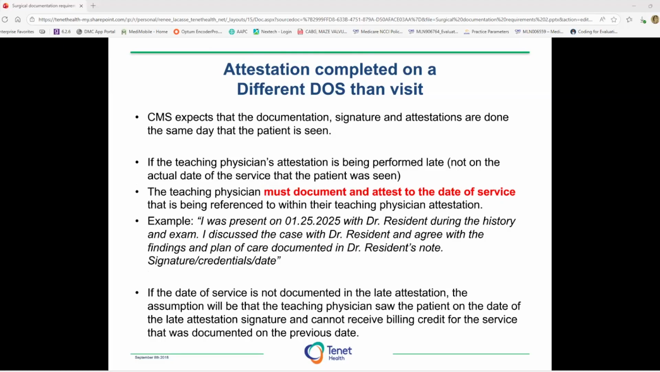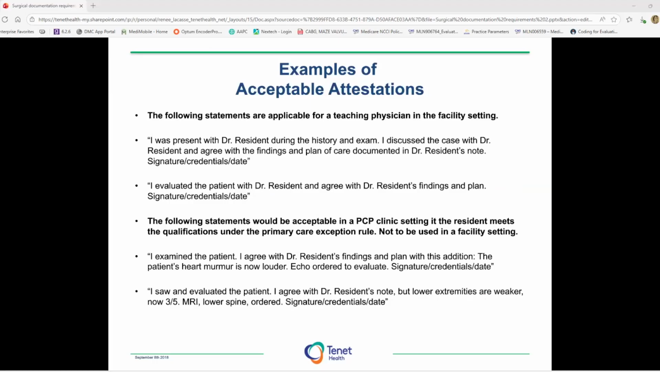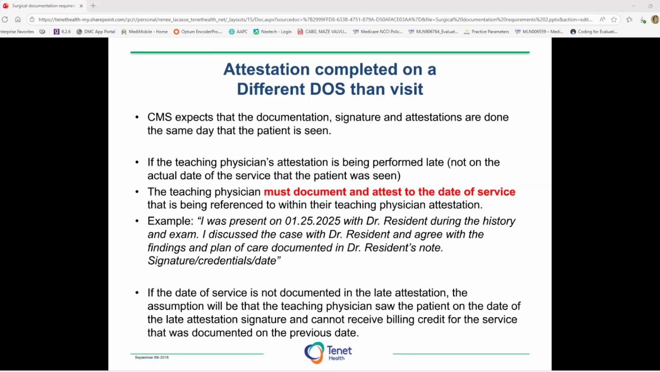And then we have attestations. When we are doing attestations, if you do not perform it on the same day, you want to make sure that when you do your attestations on any note, you are reflecting in your attestation the date. So if you're doing the attestation the day after the procedure, or even your documentation for E&Ms, you always want to make sure that you are reflecting in your attestation the actual date of surgery or the date of the office visit.